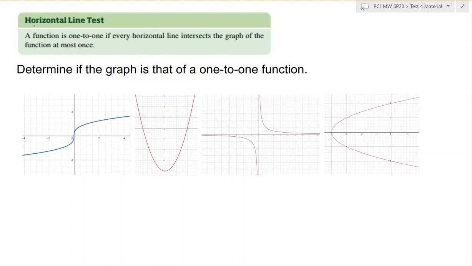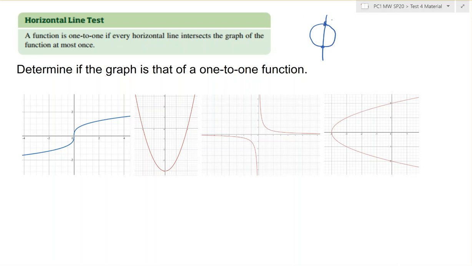The first thing that you'll see is using a horizontal line test. You can use this as a graphical way to show if something is one-to-one. It says a function is one-to-one if every horizontal line intersects the graph of a function at most once. Now you had a vertical line test before. Let's say it was something like a circle: the vertical line goes through it and hits more than one place as it goes through.